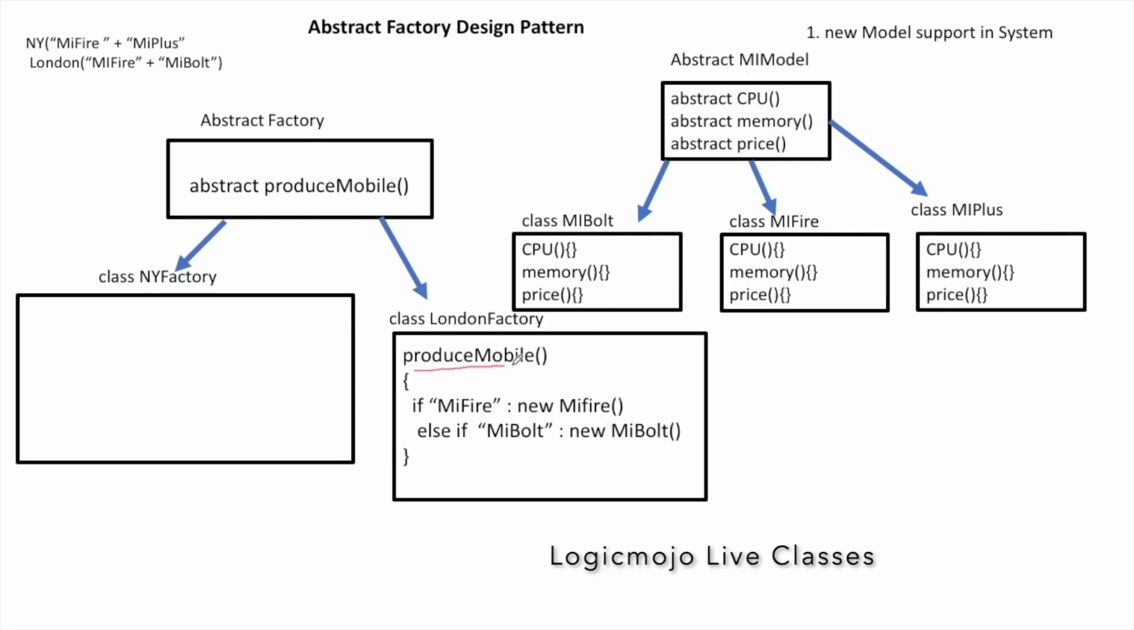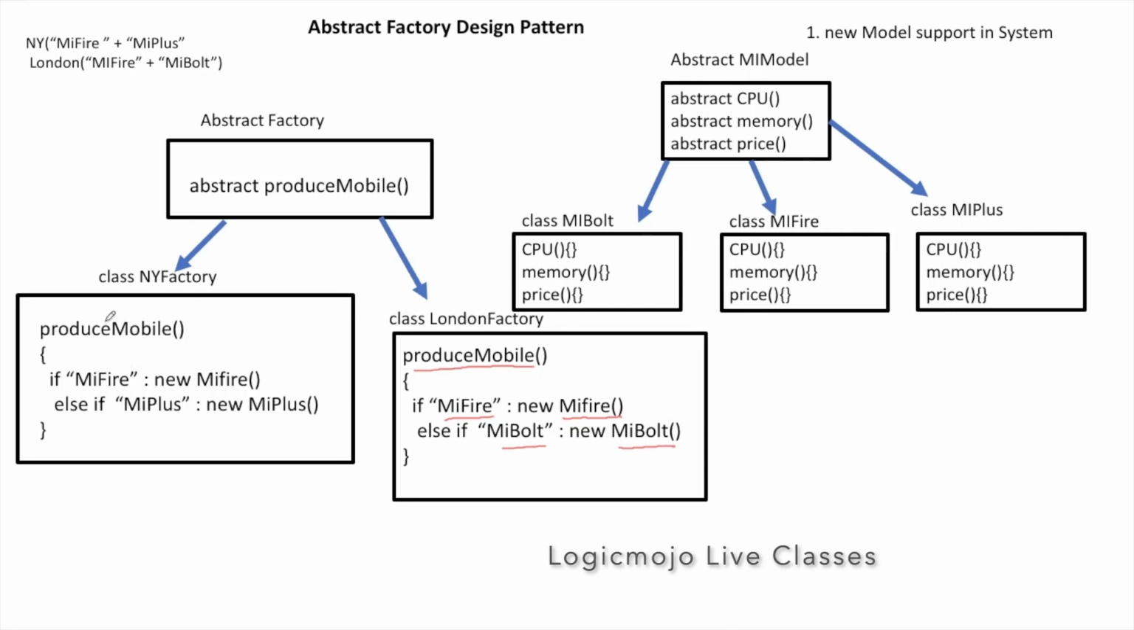So we can write this condition easily here. We have the method produce mobile. This is the abstract method, and if the customer passes MI Fire, then we create an instance of the MI Fire class, and if it passes MI Bolt, then we create an instance of MI Bolt. The same concept applies here also. In the class New York factory, we have the method produce mobile, and according to the query that the client passes, we create if and else if branches. If it's MI Fire, we create an instance of MI Fire. If it's MI Plus, then it creates an instance of MI Plus.